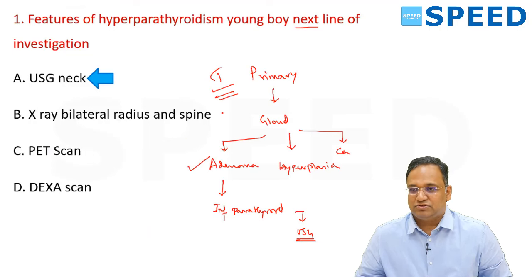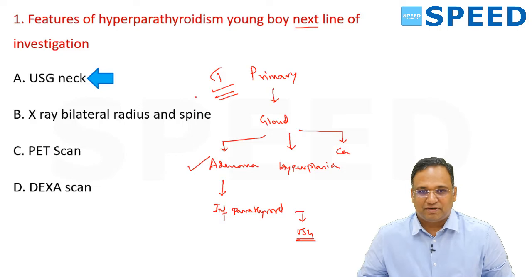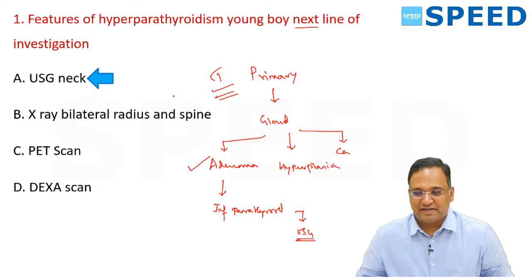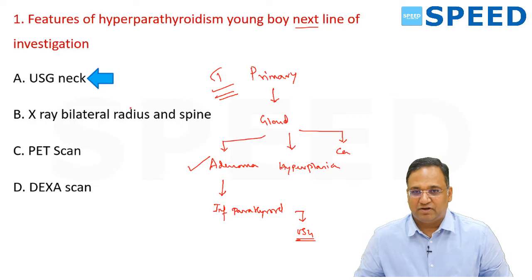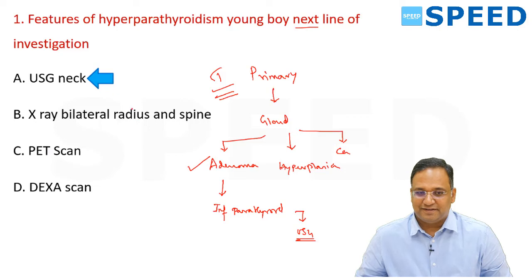It is always said: stones, bones, abdominal groans and psychic moans. The most common complication of hyperparathyroidism is hypercalcemia, and metastatic calcification like renal calculus is the most common type of complication that you could encounter in hyperparathyroidism. Subperiosteal erosion or resorption of the corpus could be another X-ray finding that can be asked. The rest are all related to parathyroid, but the answer here is ultrasound.